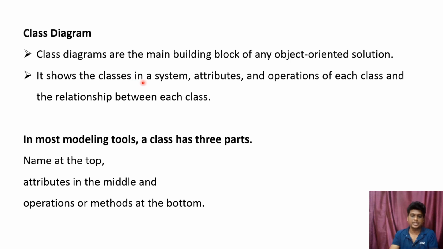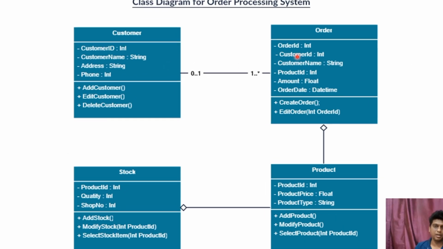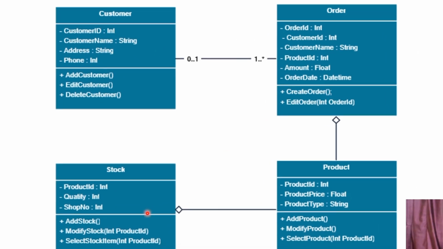The class diagram is a building block of all object oriented software systems. It is used to depict the basic structure of a system. A class always has three parts: name at the top, attributes in the middle, and operations at the bottom. Consider the customer, order, product and stock.